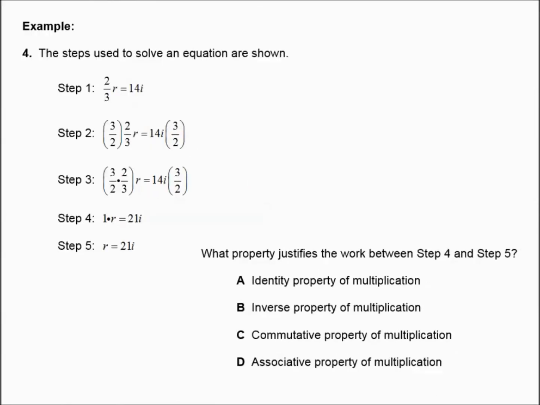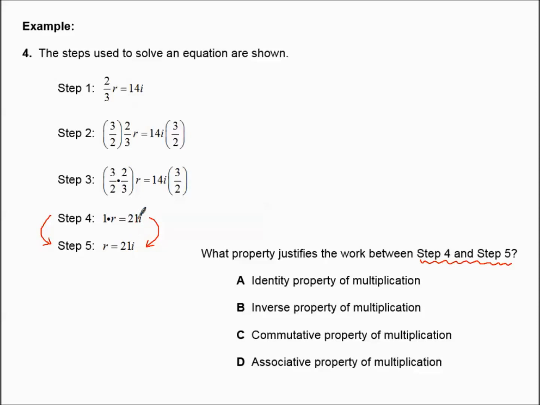Let's look at example 4, our one property problem. The steps used to solve an equation are shown. So we've got 5 steps to solving this equation. And the question says, what property justifies the work between step 4 and step 5? So that's step 4 to step 5. That's right here. So we need to see what's changing and what property would justify that. So step 4 says 1 times r equals 21i. Step 5 says r equals 21i.